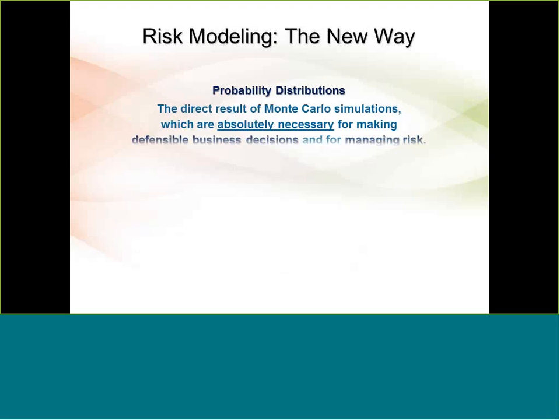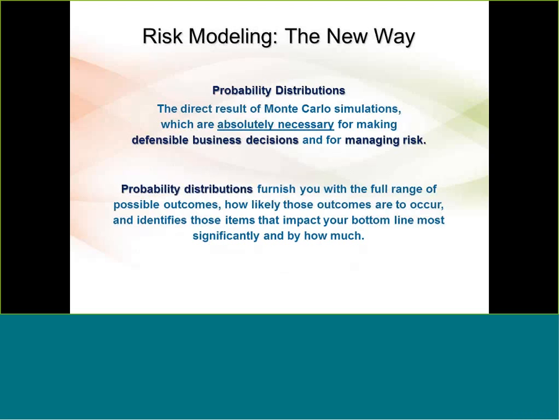So the new way of risk modeling is using probability distributions. That captures the entirety of that uncertainty and variability to help make defensible business decisions for managing risk. And so those probability distributions furnish the decision maker with a full range of possible outcomes, not just a one-point or a three-point estimate, but also how likely those outcomes are to occur, and it also identifies the main drivers that impact the bottom line.